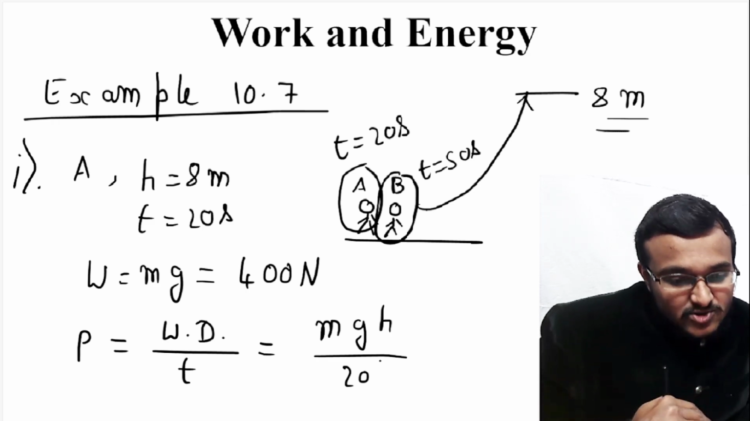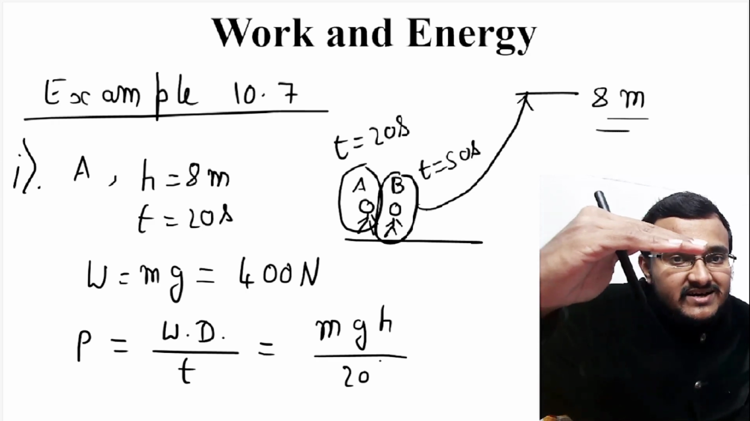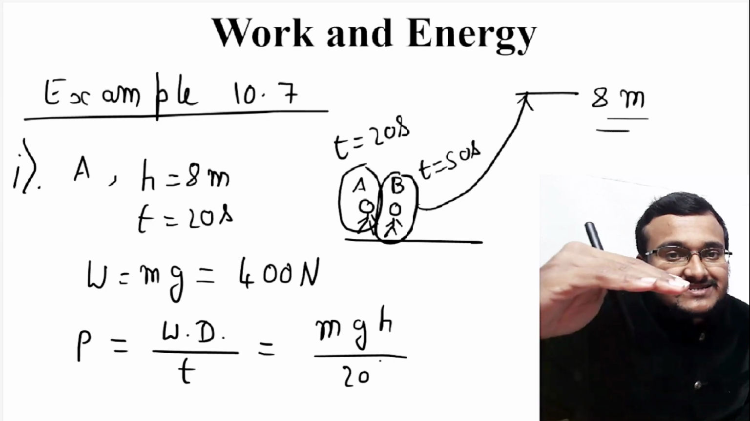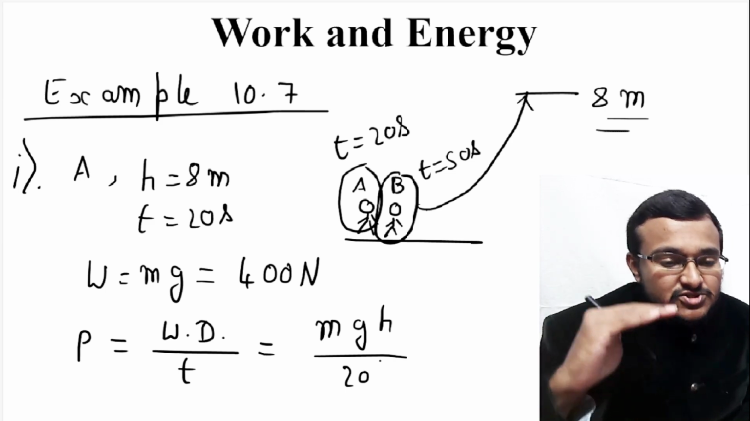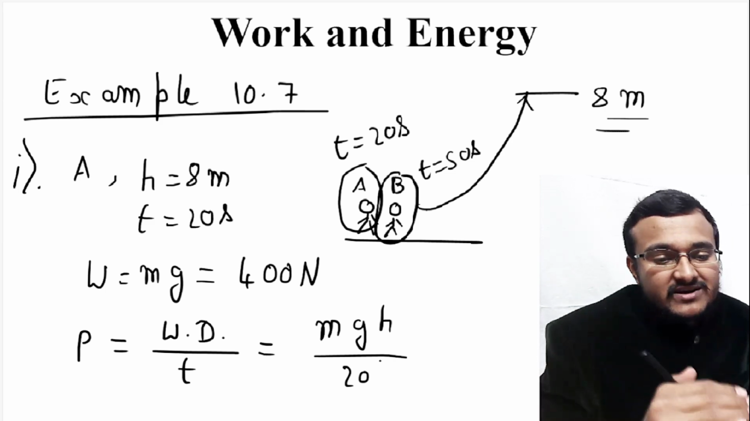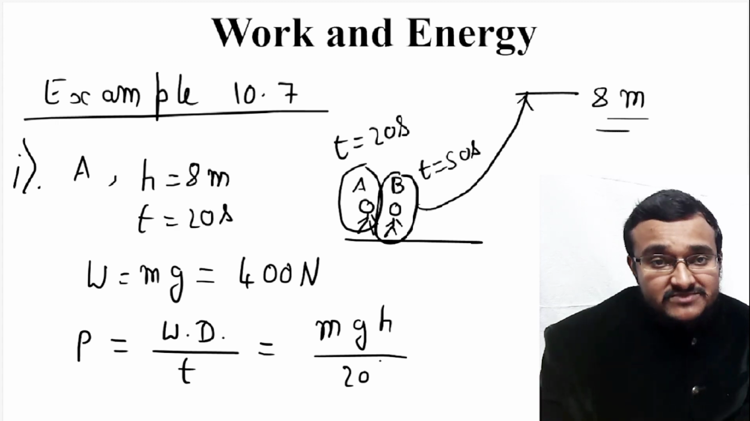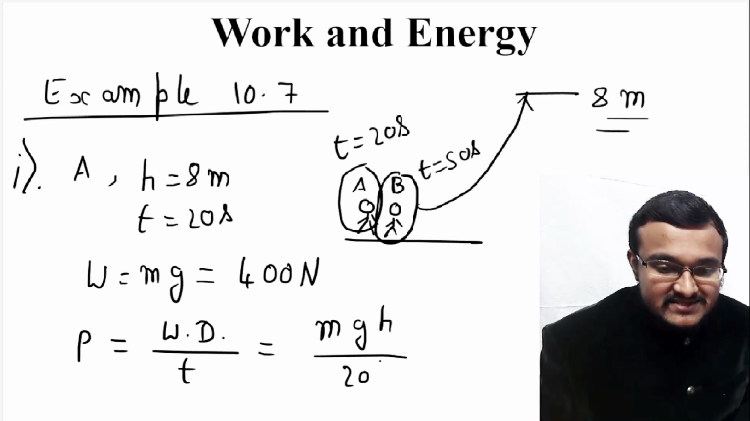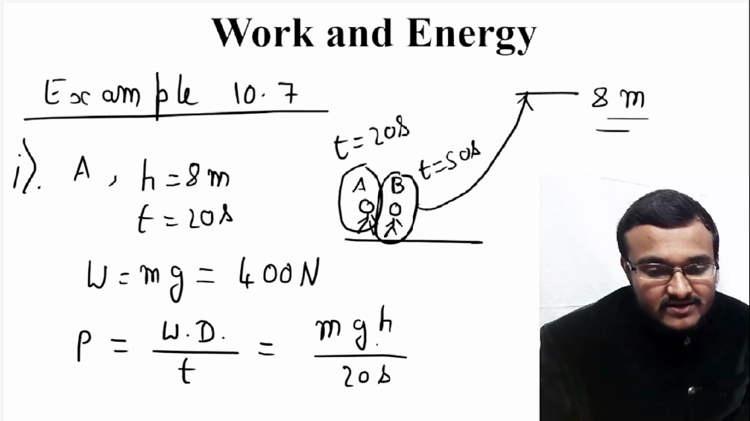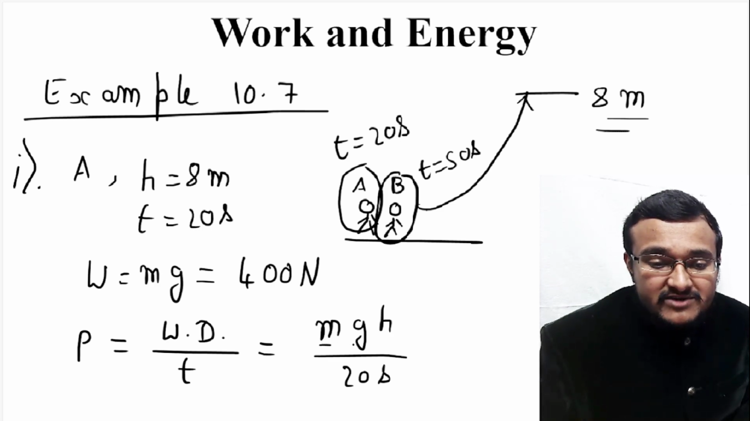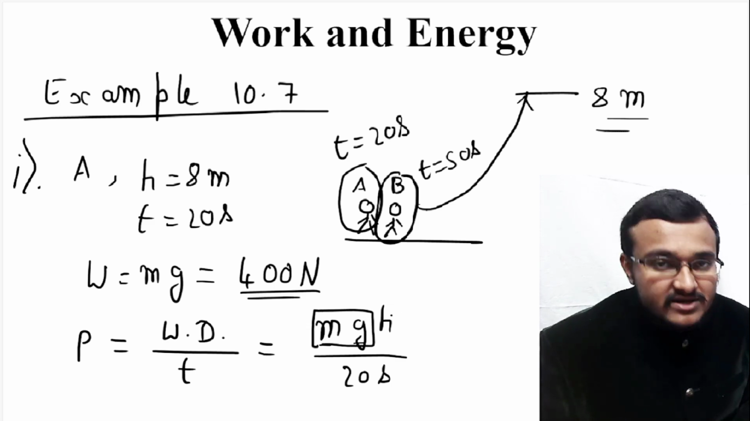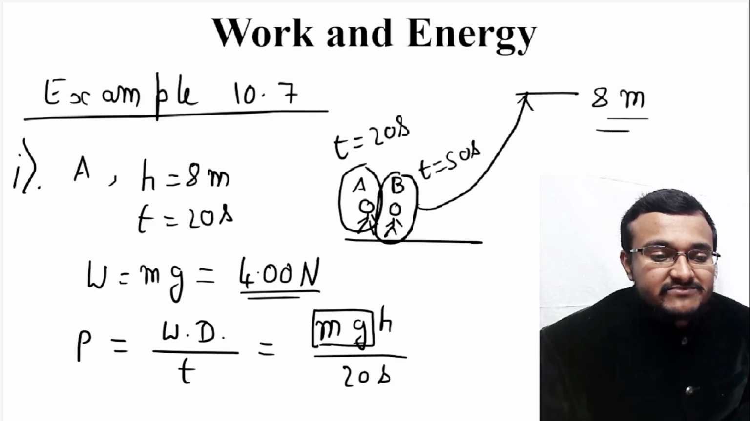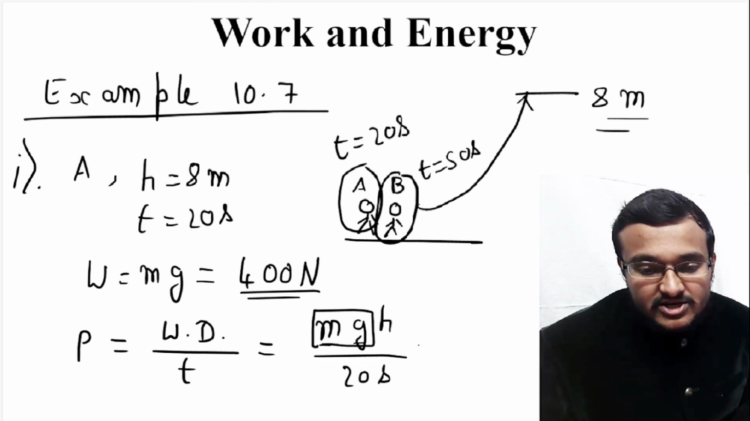That means that much amount of work has been done to reach that height. So work done is nothing but potential energy, which is equal to mgh. Now power is equal to mgh divided by 20 seconds. We don't know m or g separately, but together mg is given here, that is 400 Newton. So directly in place of mg you can substitute 400 Newton.